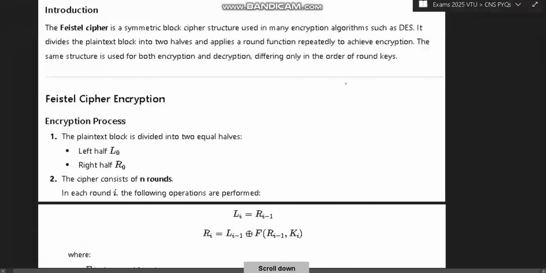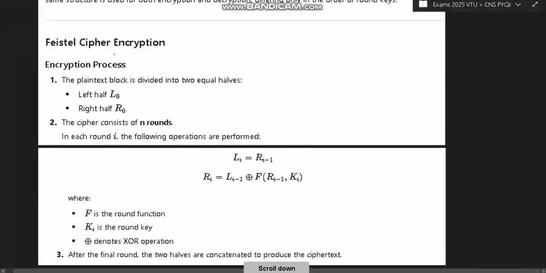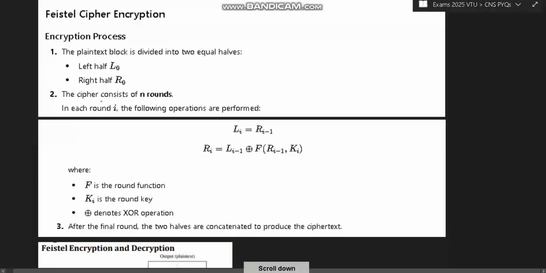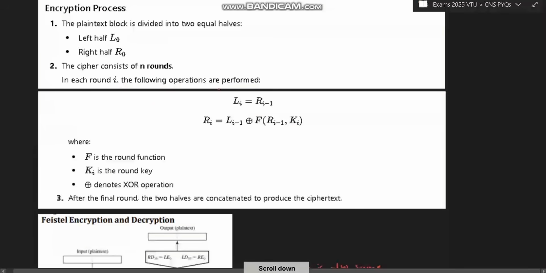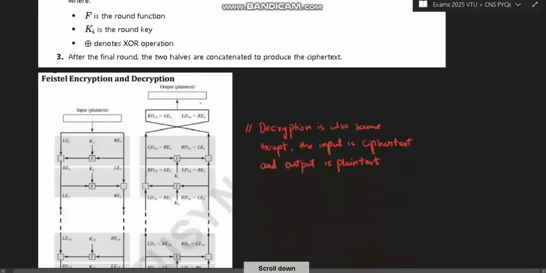Let's understand each process one by one. The first one is the encryption process. The plain text block which we have been given will be divided into the left half and the right half. The cipher consists of n rounds, and each round has the following operations: Li becomes R of i minus 1, and Ri becomes L of i minus 1 XOR function of R of i minus 1 and K. I'll explain what this is using a diagram.